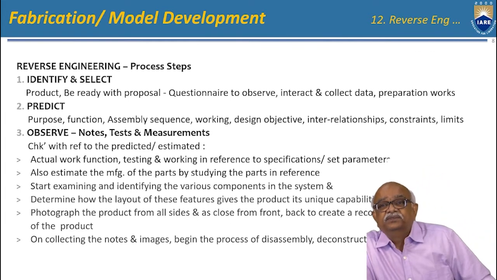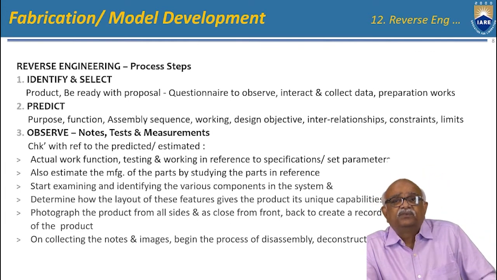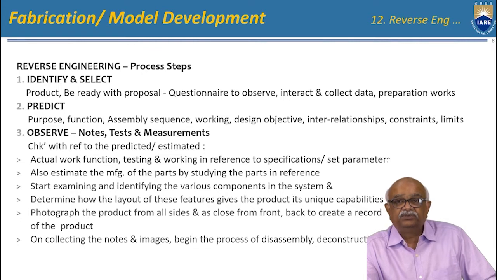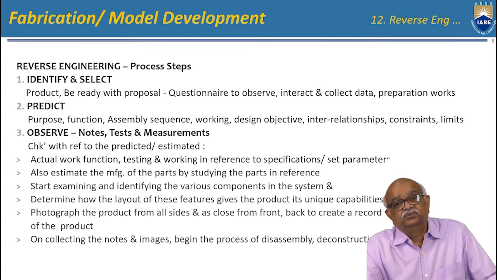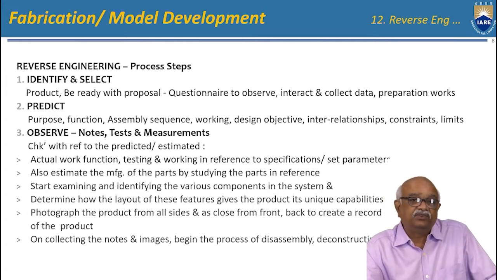How would you get into these process steps? First, you identify the product which you want to do, or which you are selecting. Then you have to create a lot of questionnaires and observations. You have to make a list, interact, and collect the data about that product, about how it is behaving in the market, how it is used, and how the function was, whether there was any problem or it is lifelong good. All those things you have to do.